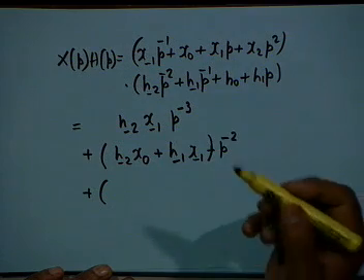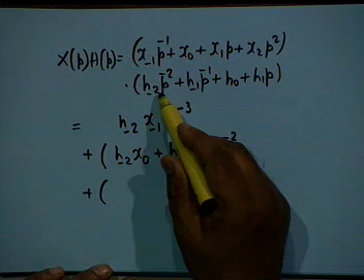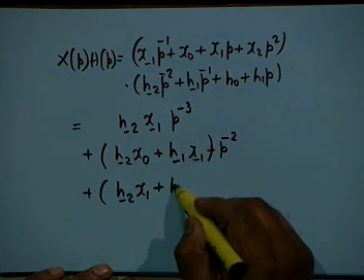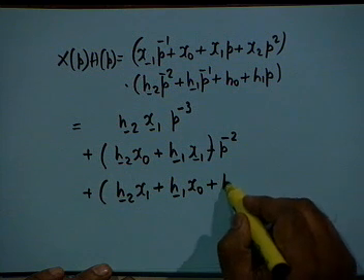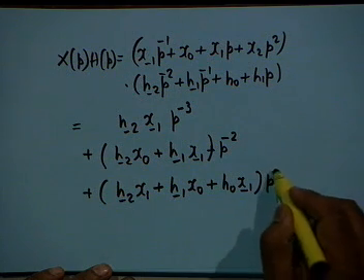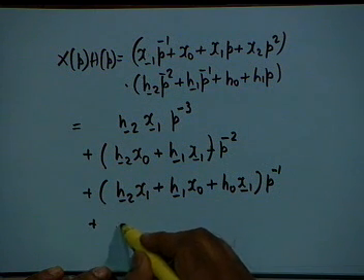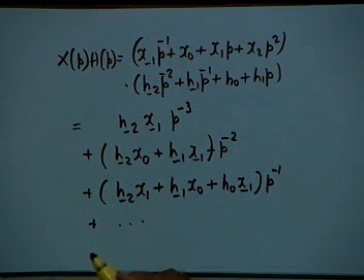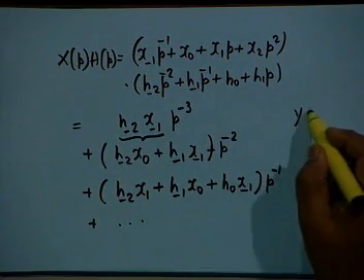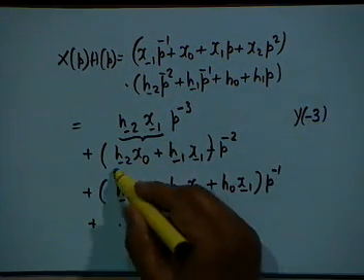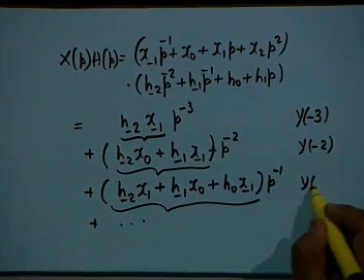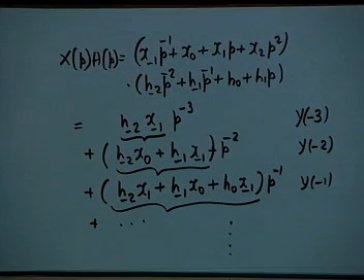p to the minus 1: h minus 2 x1 plus h minus 1 x naught plus h naught x minus 1, and that's all. That is p to the minus 1, and so on. If you continue this, then you see that this is nothing but our y of minus 3, this is nothing but y of minus 2, this is nothing but y of minus 1, and you get all the terms in the sequence.